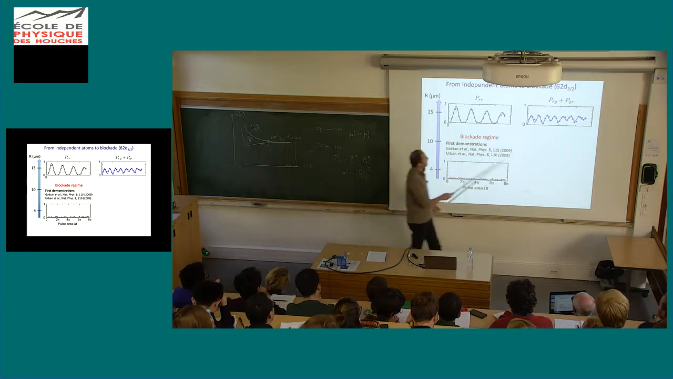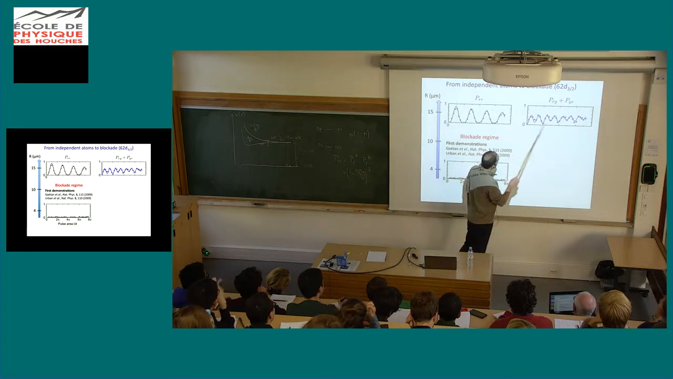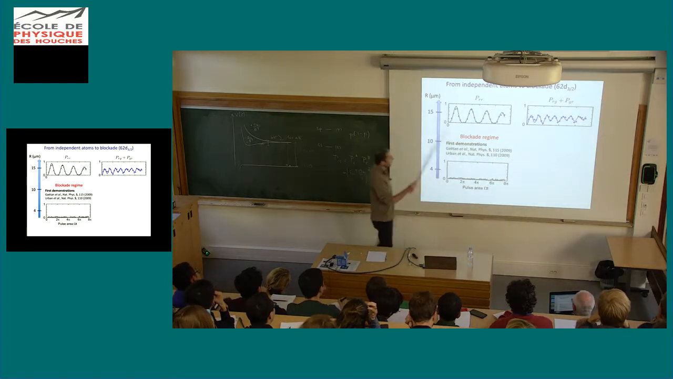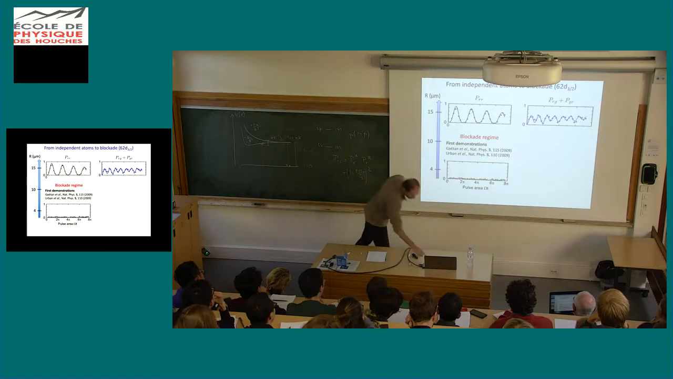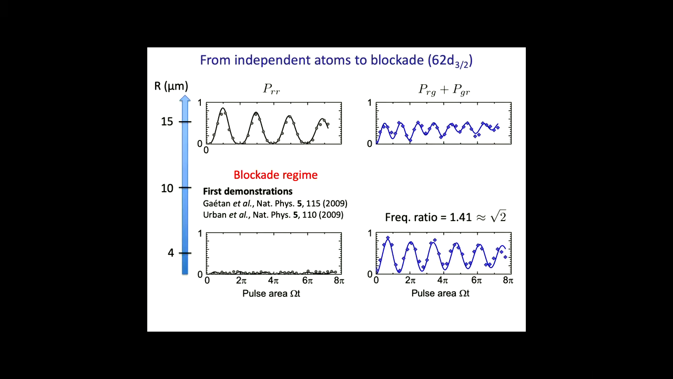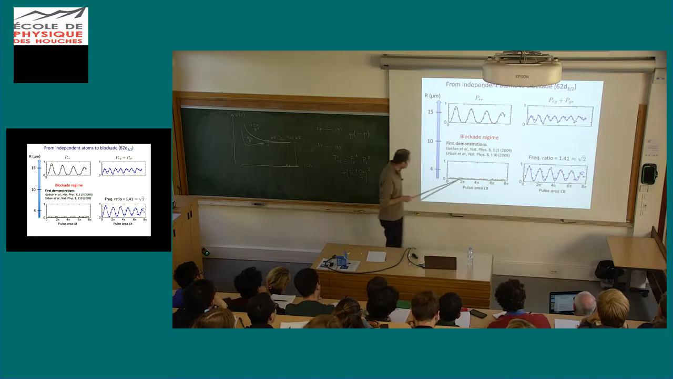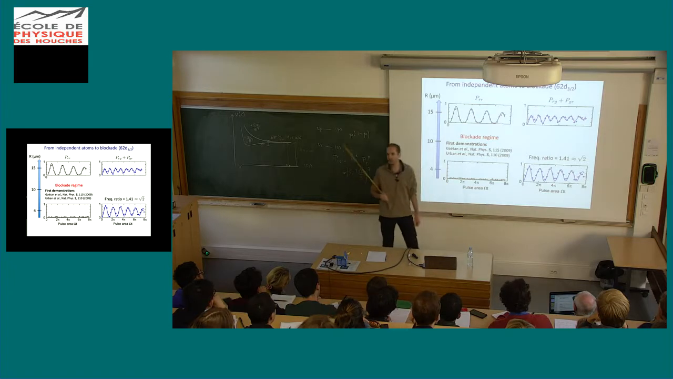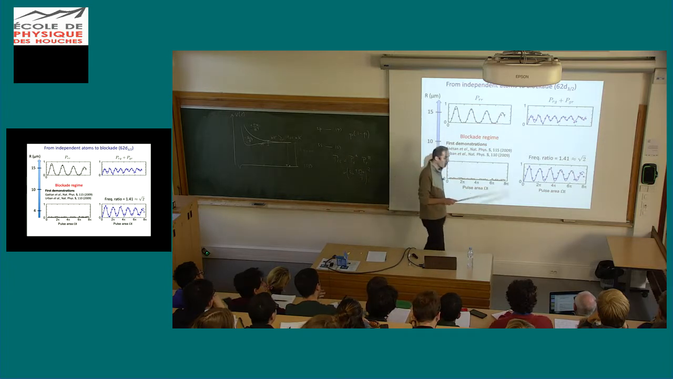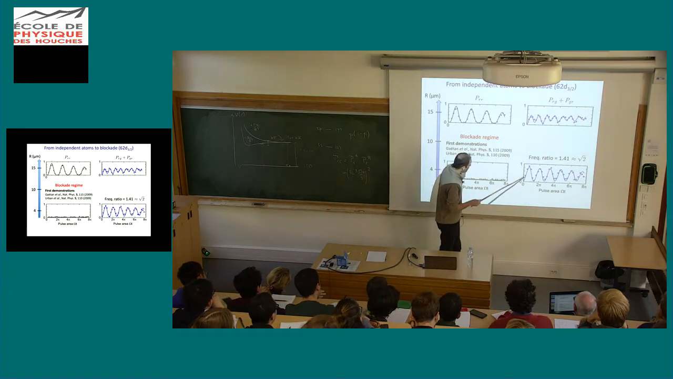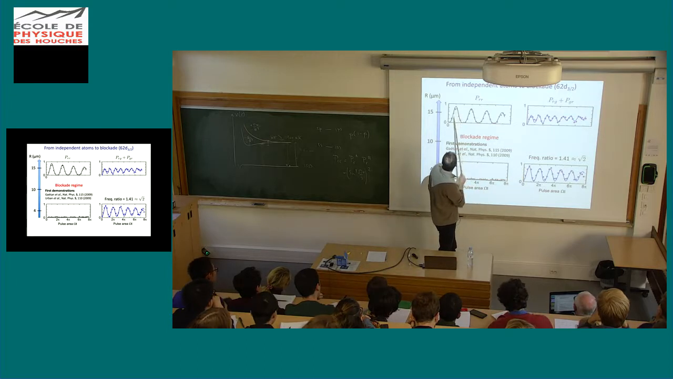So, of course, in real life, because we've got the decay and all this, it kind of looks like this, but not exactly. Doesn't matter. But the thing which is important is to observe that now, if we are in the blockade regime, we do observe an oscillation. So indeed, when we had zero here, it doesn't mean that nothing had happened. It meant that we had not excited two atoms at the same time, but we did excite one and only one atom.